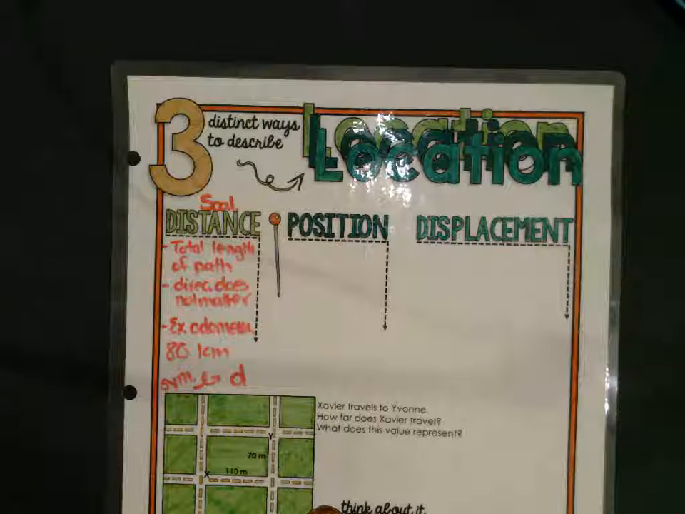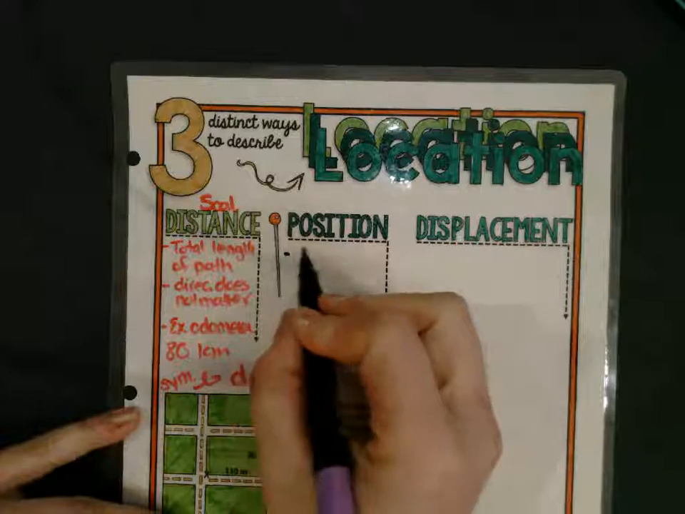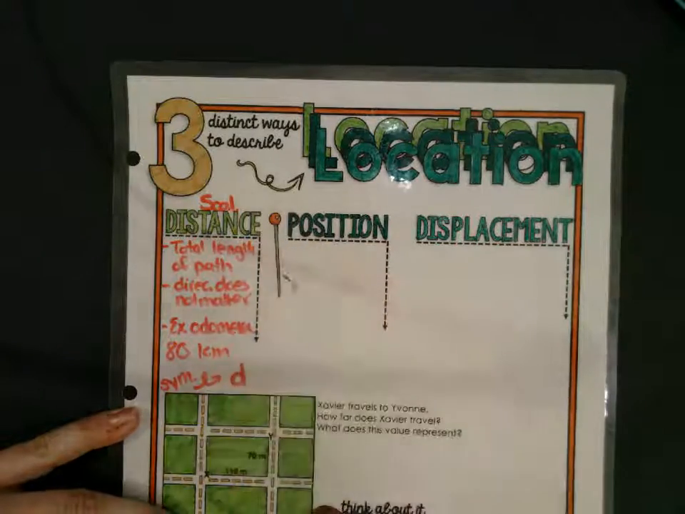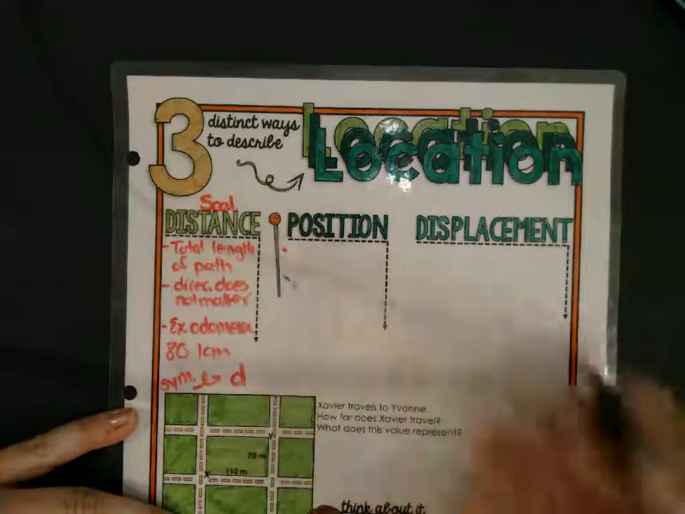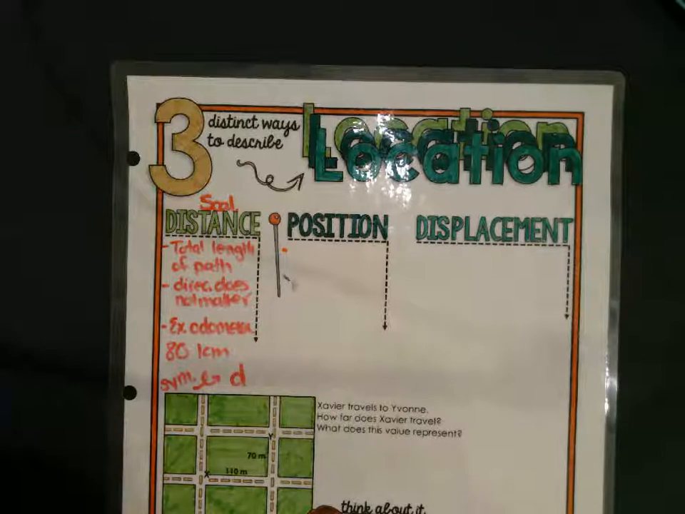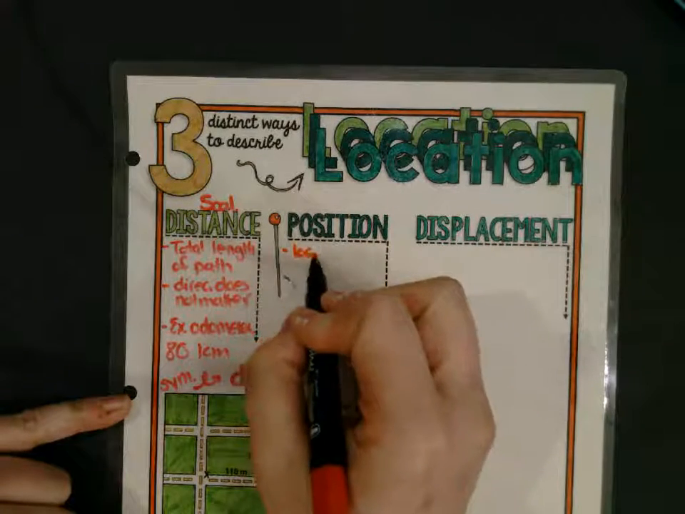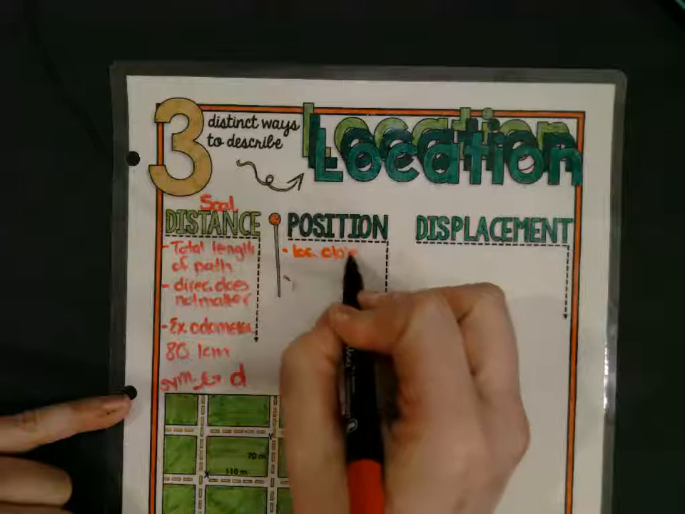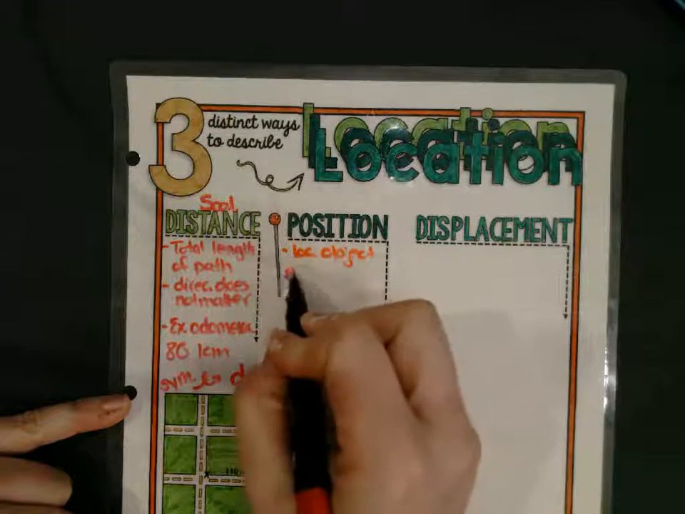So the next thing we need to talk about after distance is position. Where is it located? So the position is the location of an object. I didn't mean to grab purple, I meant to grab red. And they're all showing up the same color for y'all. The location of an object relative to a reference point.